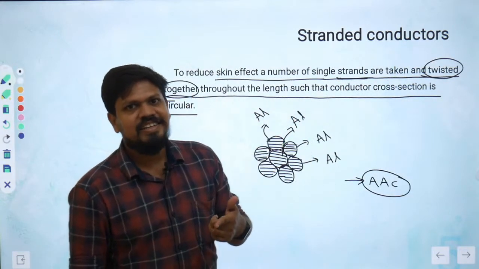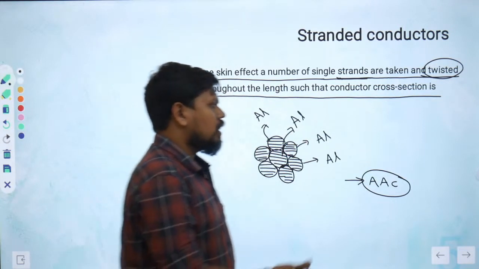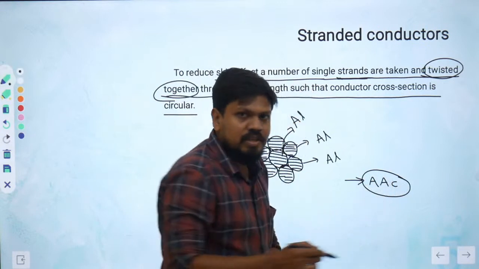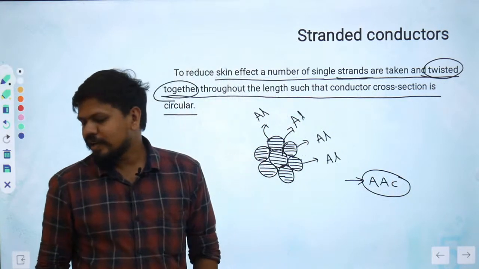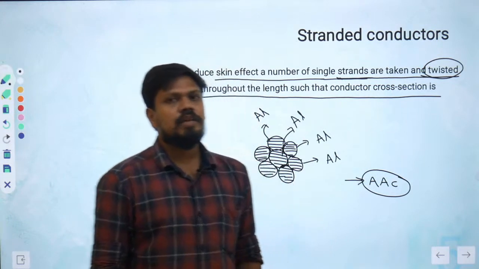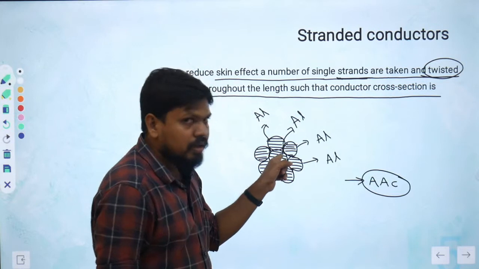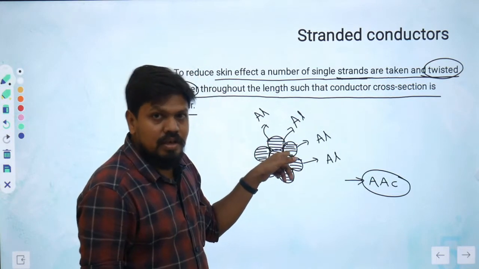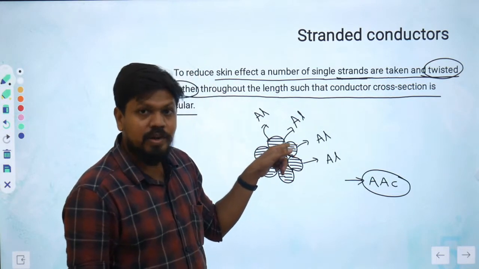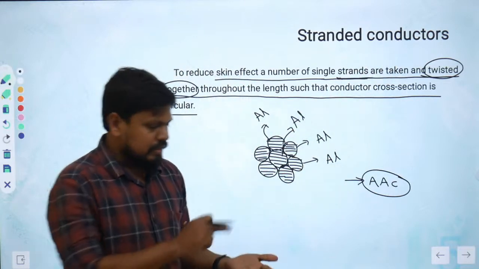Got it, right? So we directly know the answer for this type of bits, okay? Instead of AAC we are using ACSR type of conductor. You got it, right? ACSR only we are using. ACSR means aluminum conductors with steel reinforcement. So the inner one is steel only, that is the correct one, but we are not using these conductors. These are all the bits.